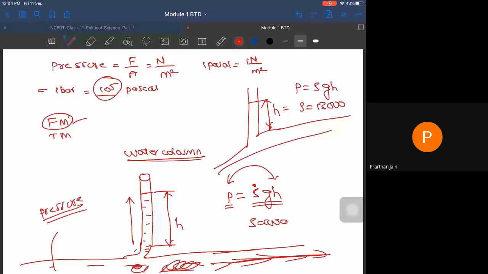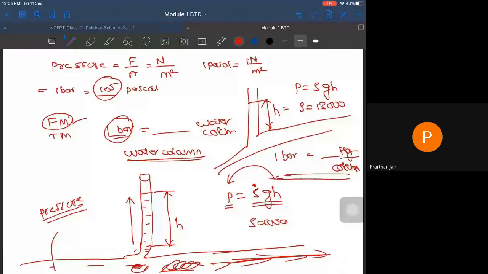And what is 1 bar in terms of water column? And what is 1 bar in terms of mercury column? Anyone knows this? Hope you got the idea of what is water column and what is mercury column. So how much height does it have to rise to indicate 1 bar? That is my question basically. Similarly for mercury also. Any idea, guys?